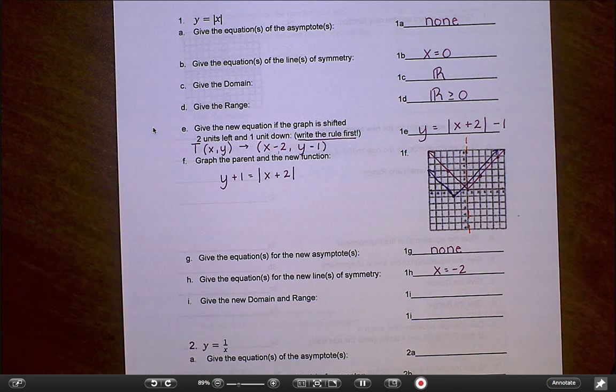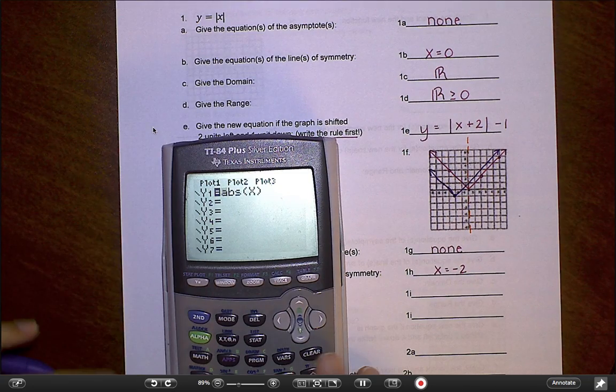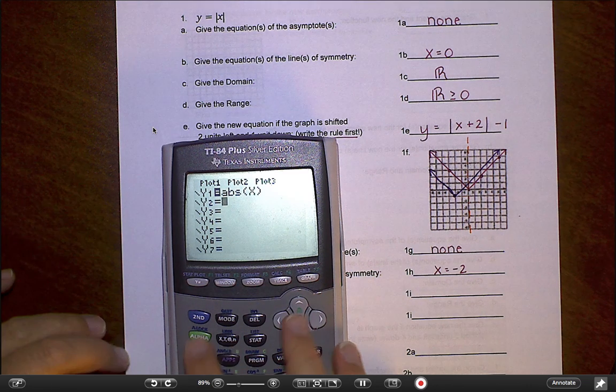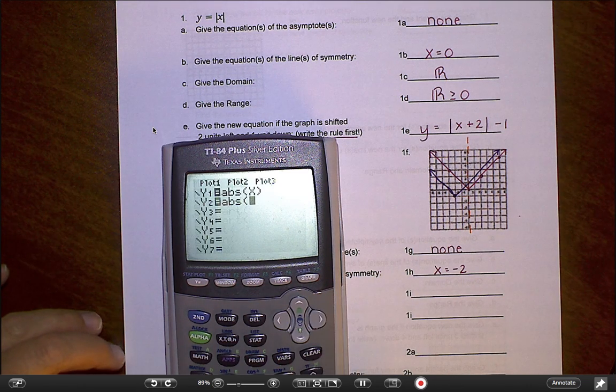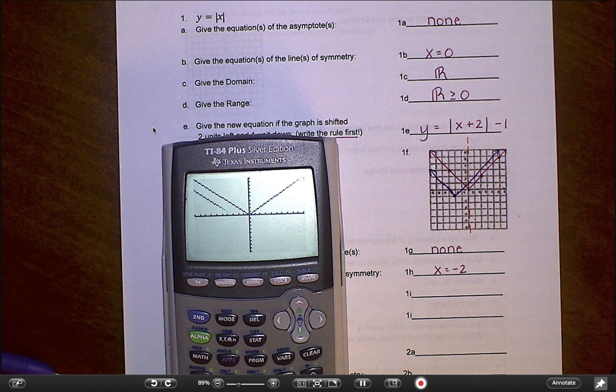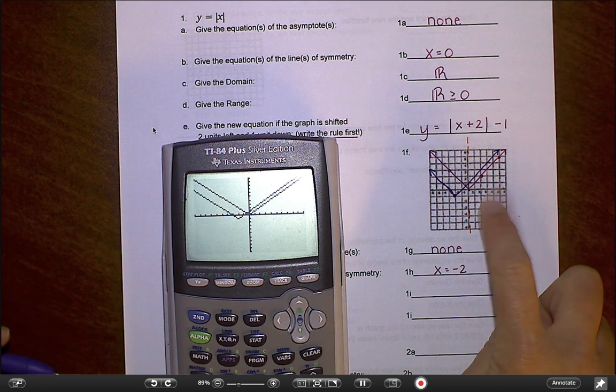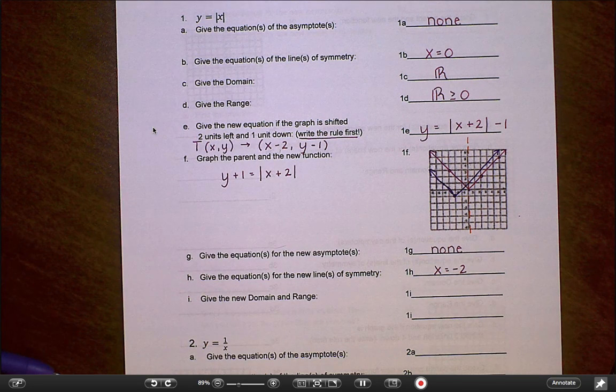Okay. We could also put this new function in our calculator, especially since we solved it for y. So I could now put the absolute value of x plus 2, close my parentheses, with a -1 at the end, and graph it, and I should see that same picture that I have here. Okay, so now let's go back to the question of domain and range.